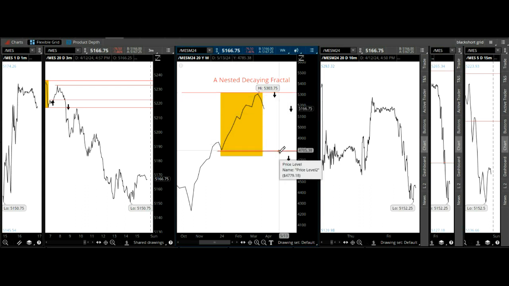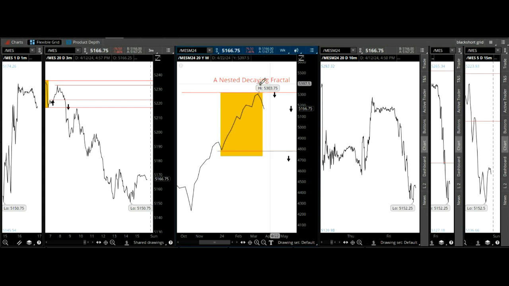Bottom of the fractal, 148 here. That would be a good target. Below that, we'll go lower. Again, an almost perfect decaying fractal there. You have that long leg, a bump, the turn down. To take action, you have to wait for the clear fractal to appear.